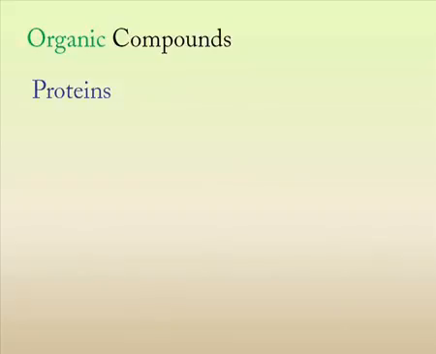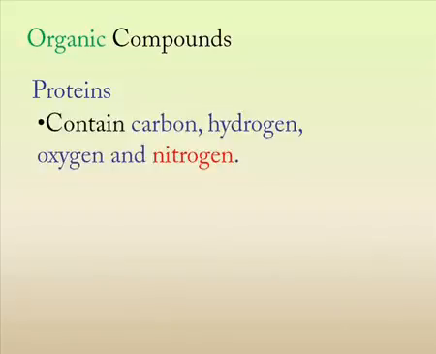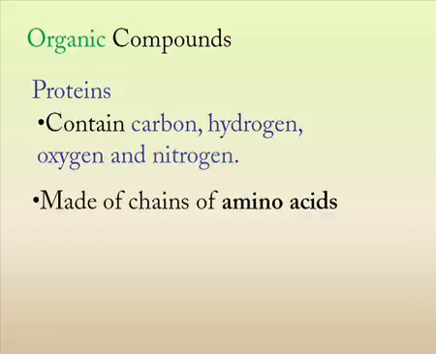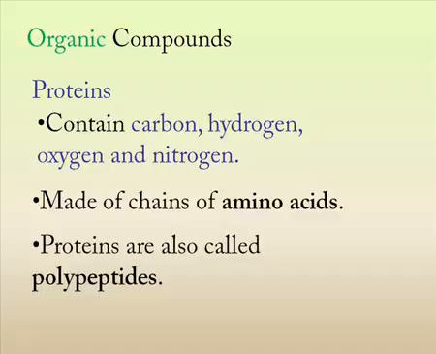Proteins are another type of organic molecule. They're also very important. They contain carbon, hydrogen, oxygen and nitrogen, and they can form many, many roles. There's about 200,000 different types of proteins in the human body. They're made up of chains of amino acids that are joined by peptide bonds, and hence proteins are also called polypeptides. Now, we're going to be looking at proteins a lot in lessons coming up, how they're made and what their different uses are. So it's good to get used to these.